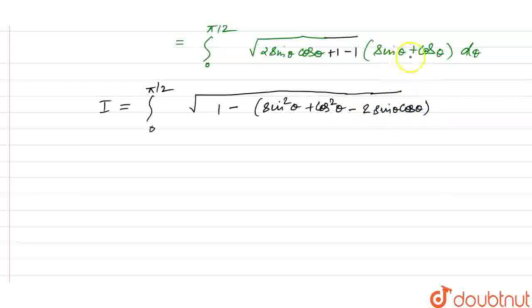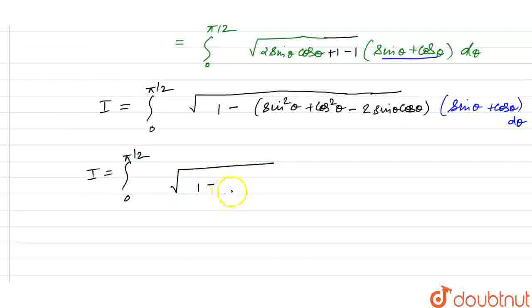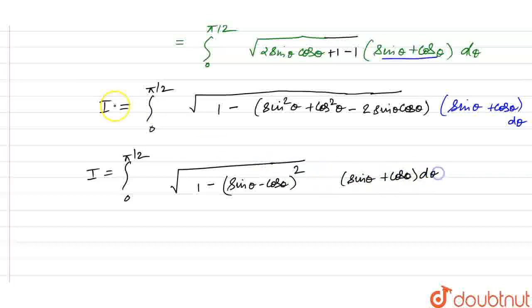Why are we doing this? Because this term can be written as the differentiation of this term here. How? Let us see. Sin theta plus cos theta with respect to d theta here. So we have I is equal to the integral from 0 to pi by 2 of 1 minus, here this term is sin theta minus cos theta whole square, and we have sin theta plus cos theta outside with respect to d theta.